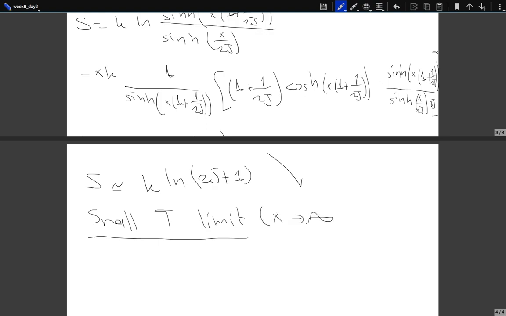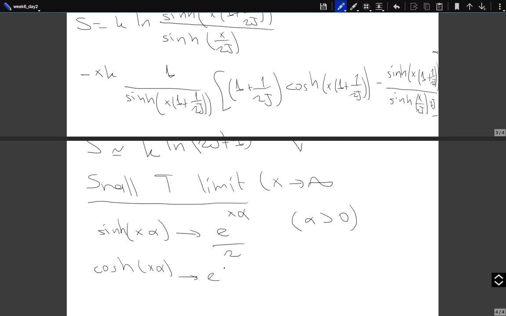So this time x goes to infinity. And you see sine hyperbolic of x times alpha, in this limit, just goes to e to the power x times alpha over 2, assuming alpha is positive. Cosine hyperbolic, again, goes to e to the power x alpha over 2 in this limit. And basically those are the things that we will be needing.